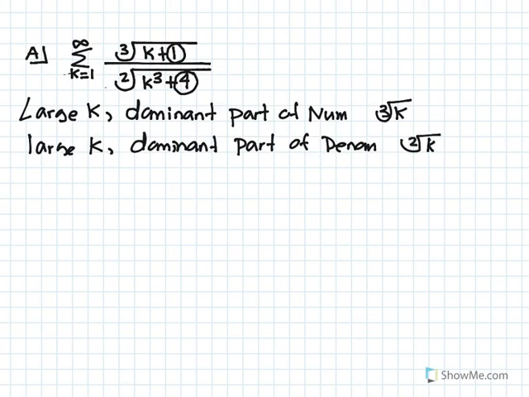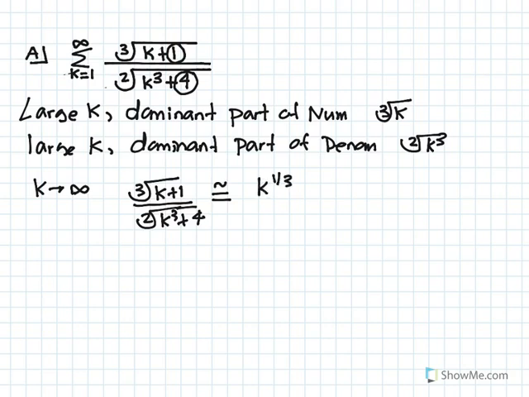of k cubed. So as k goes to infinity, the general term of our given series, which is third root of k plus 1, divided by second root of k cubed plus 4, is approximately equal to k to the 1/3 divided by k to the 3/2. If we simplify this and subtract off the exponents of k, we get 1 divided by k to the power of 7/6.